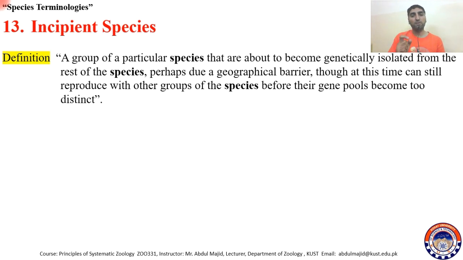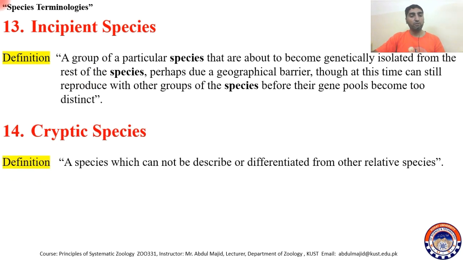It is a group of a particular species that is about to be genetically isolated. They are not isolated now, but they have accumulated certain changes so that in a very little time they will become isolated from the main population. But still at this time they can interbreed with each other, before their gene pool becomes too distinct. Soon they will become genetically isolated because of the geographical barrier between them. Such species are known as incipient species.